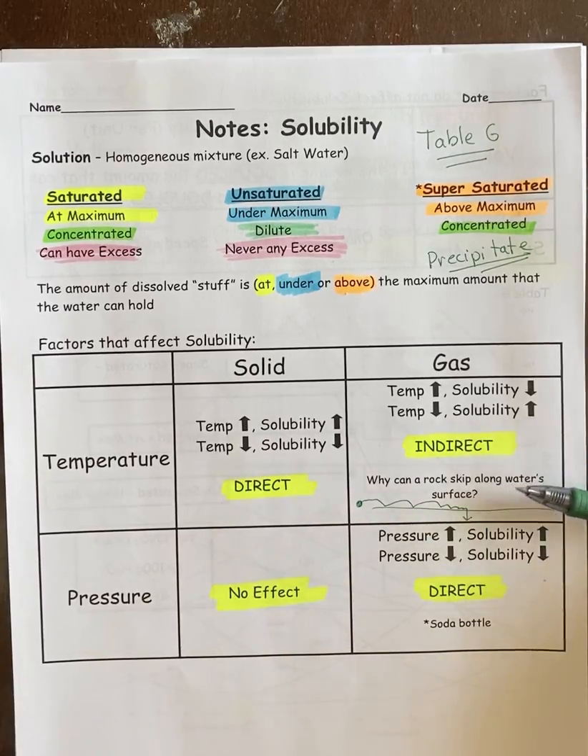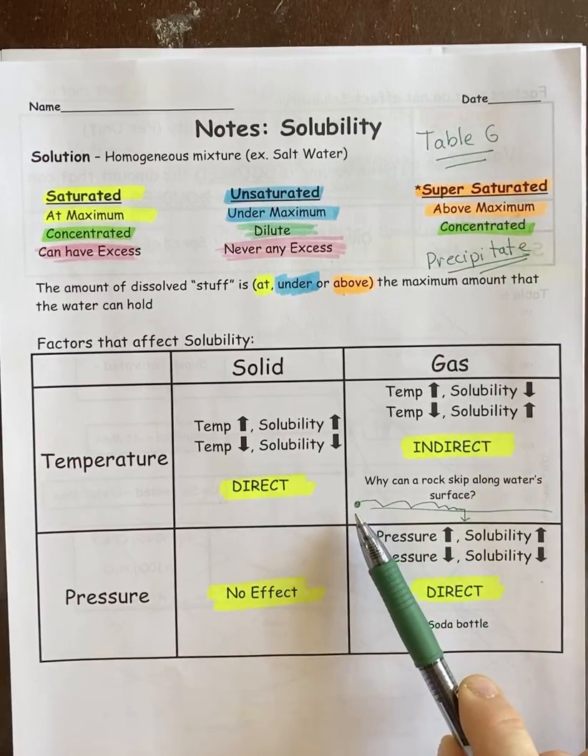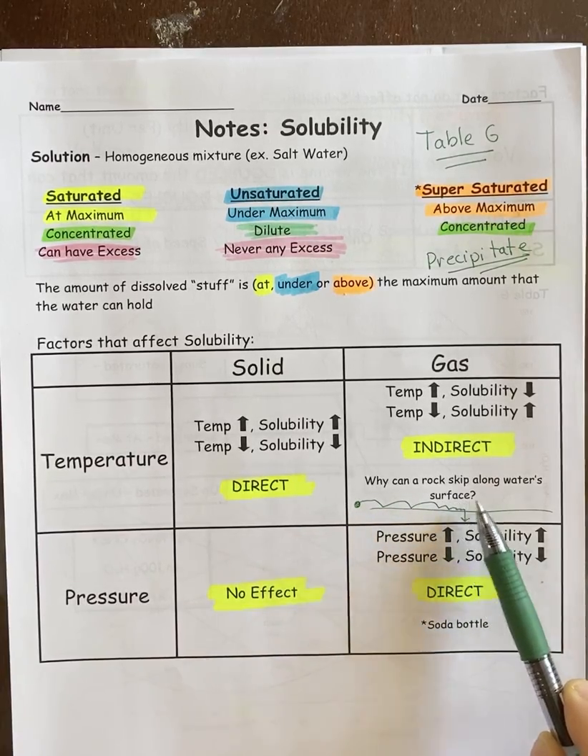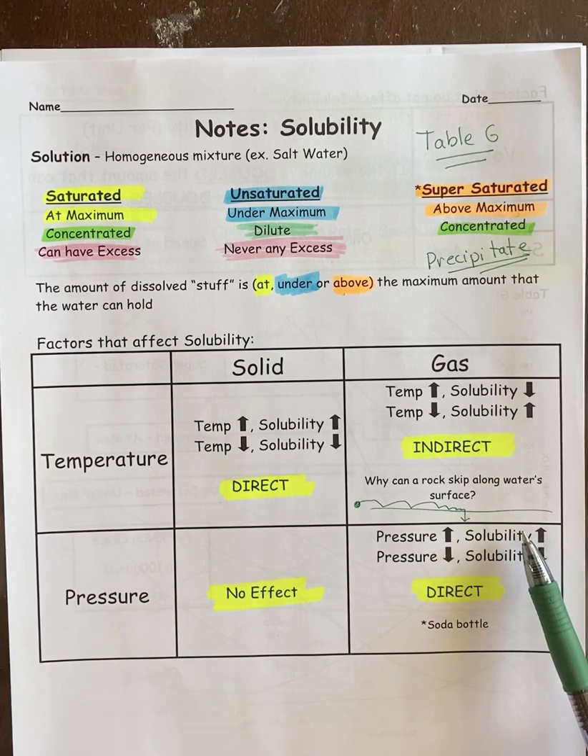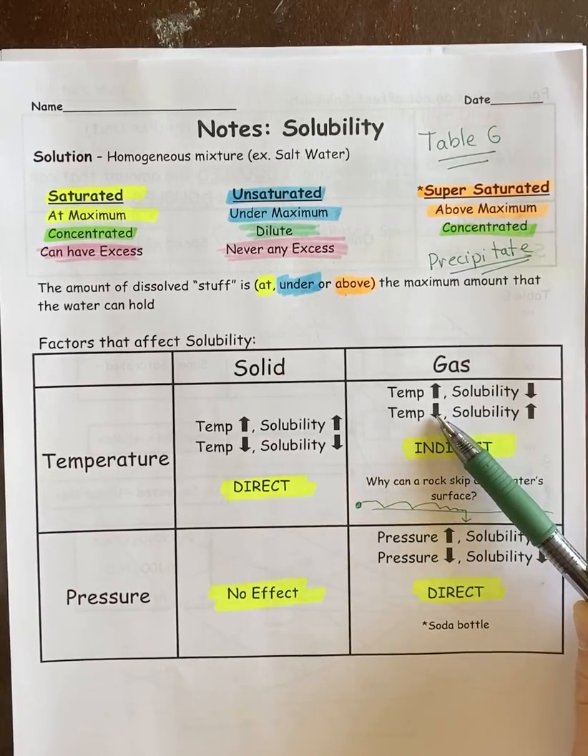Now, the reason I use this example is because gas molecules are moving very fast. And so they essentially are the rock, and they don't slow down over time. So therefore, they'll just keep skipping and skipping and skipping, and they'll never actually fall into the water. That's why if you want to increase the solubility of a gas, you have to decrease the temperature.